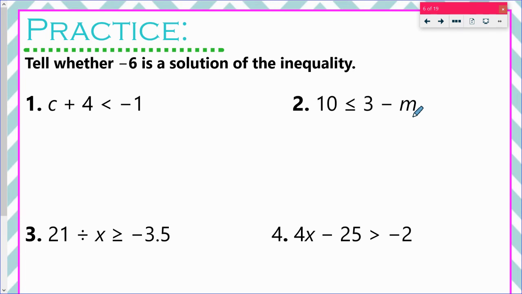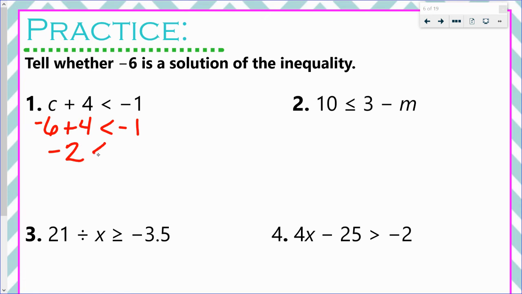I'm going to show you how to evaluate these, and we're testing out -6 for all of these inequalities. So what I'm going to do is plug in -6 into all of these. Again, you just clean them up. -6 plus 4 is -2. Now be careful, we have negatives. Is -2 greater than -1? No. So this would not work.